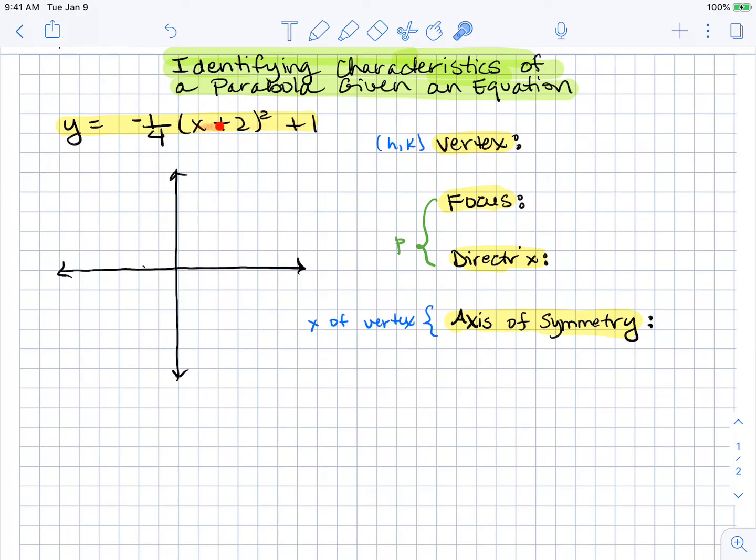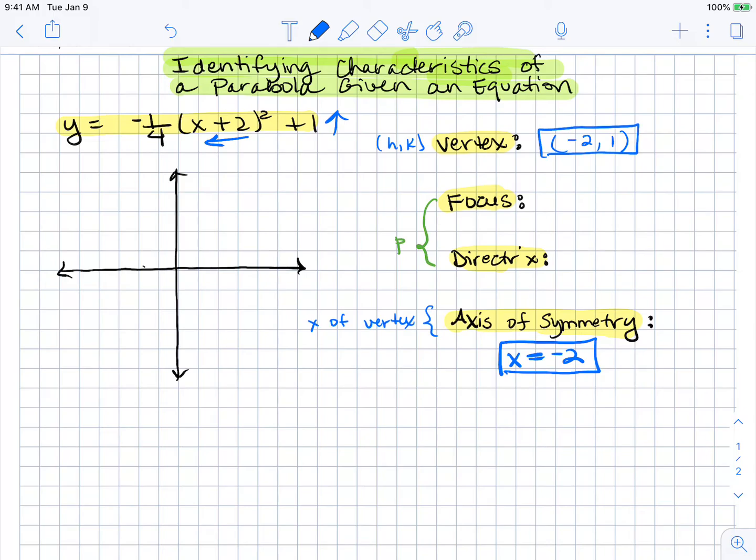I'm going to come over here to my equation and know that if it says +2 here, it really means it's moving this way, 2. And when it says +1 here, it means that I'm moving up 1. So my vertex is going to be (-2, 1). And knowing that, I can use the x of my vertex and write down my axis of symmetry, which means that x is -2. So I have a couple of things I can do right away just by looking at my equation.